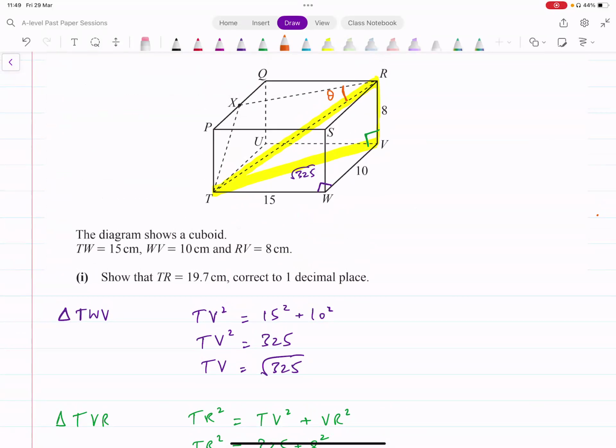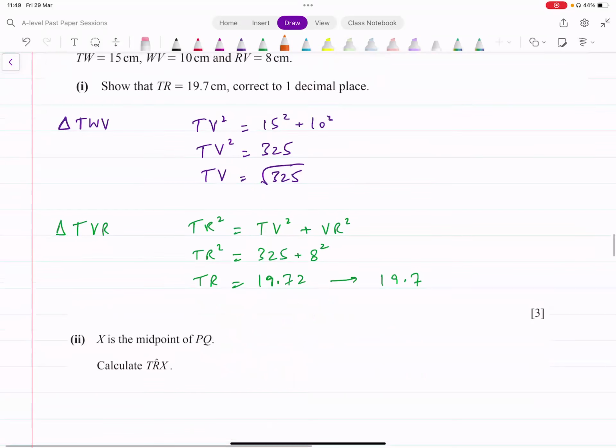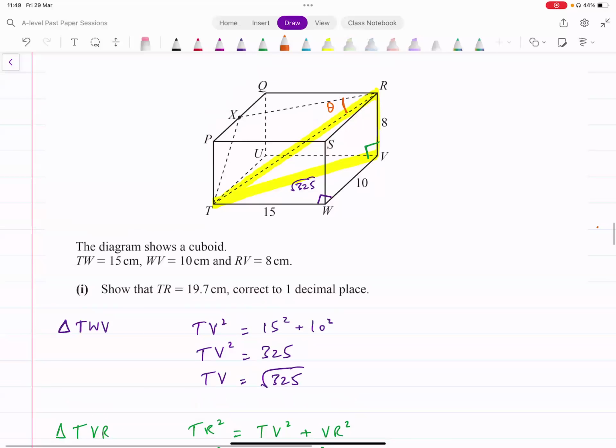Okay, how do you find this angle now? Let's think about this. TRX. Okay, so if you look at the triangle TRX, what information do we have? Now, let me just erase the previous highlight.